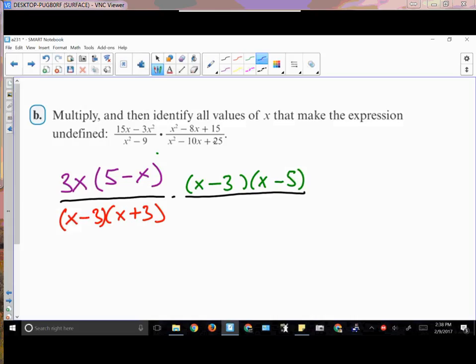x times x is x squared. 3x times x is negative 3x squared. 3x times 5 is 15. Distributive property.